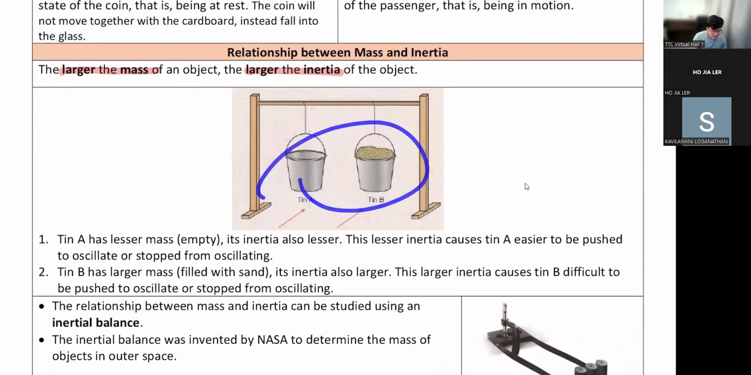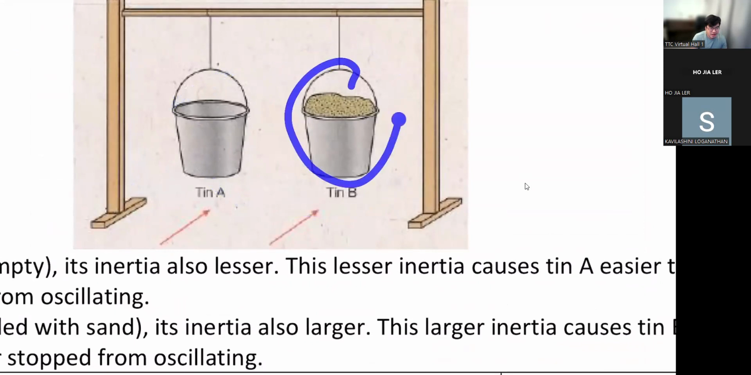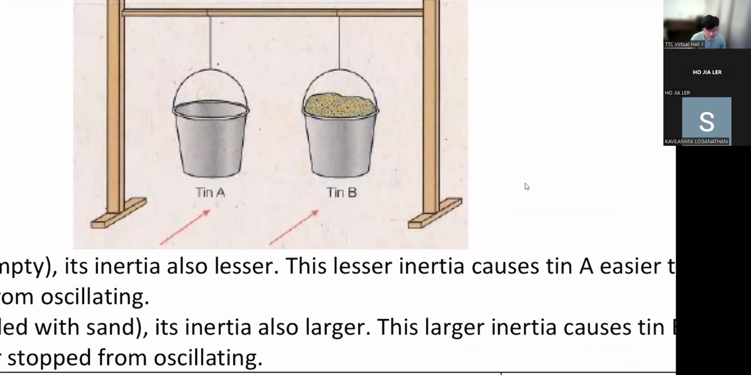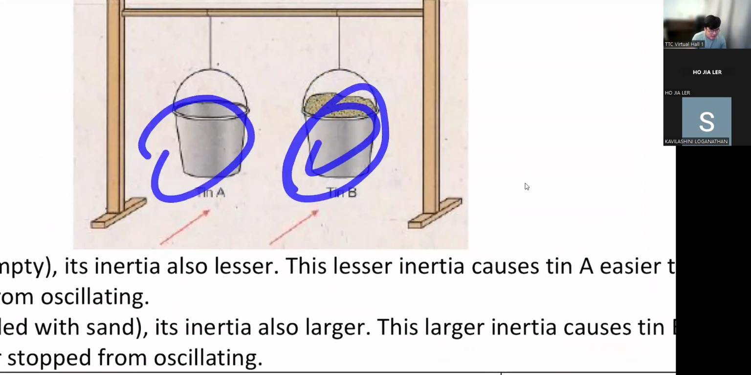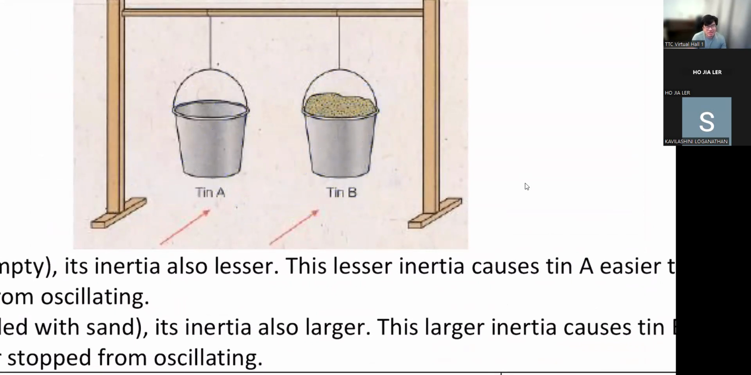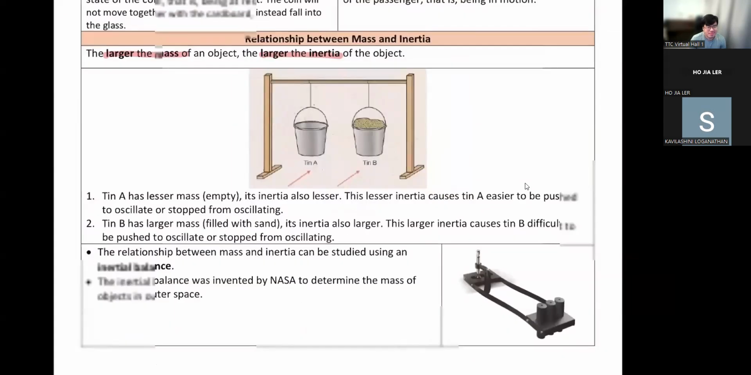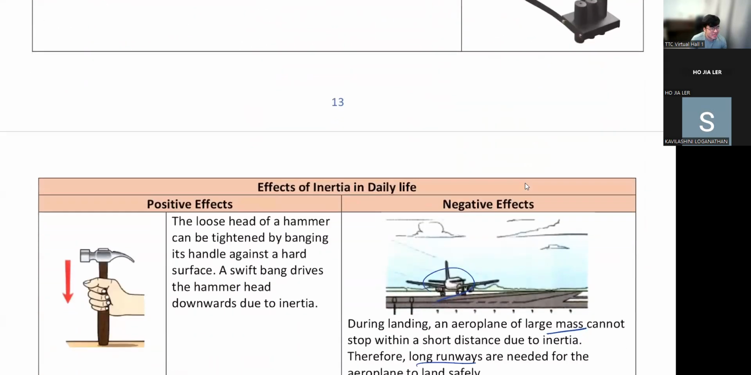So as you can see, who is heavier? Tin B is heavier, right? So this tin B, it is very hard to push this thing moving. Very hard to push this thing. Also very hard to stop this thing. You get what I mean? This thing is hard to start swinging, hard to stop swinging because the inertia is too big. This is like a lorry. This is like a car. You want to push a car moving, it is much easier. You want to stop a car, also much easier. Lorry, very hard to start moving, very hard to brake. Okay, I hope you guys understand this.